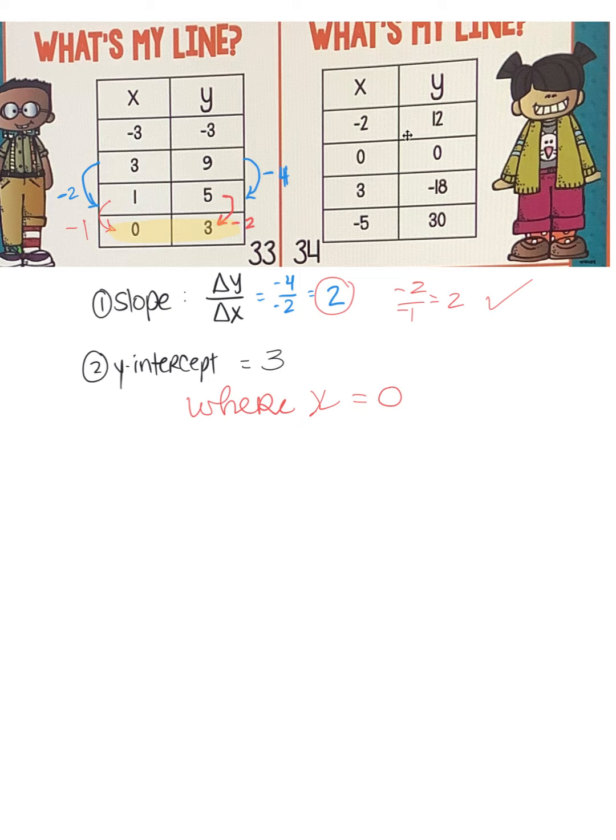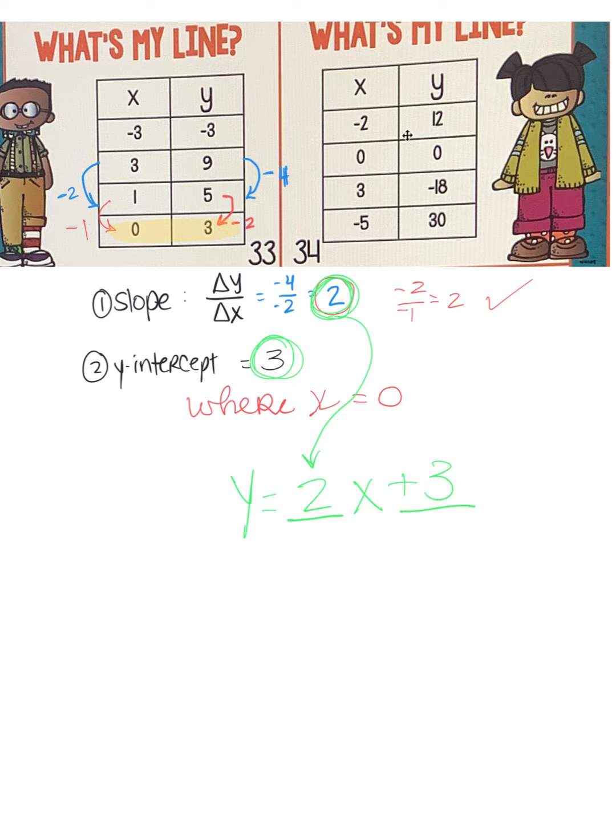I'm trying to use all the colors. Here's our slope, and here's our y-intercept. So y equals slope times x, and then your y-intercept. Your slope is 2, and your y-intercept is a positive 3. And there's your equation. Y equals 2x plus 3.